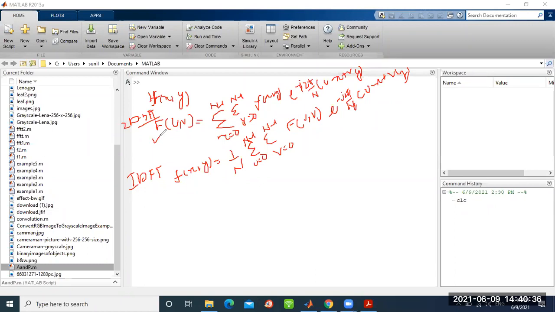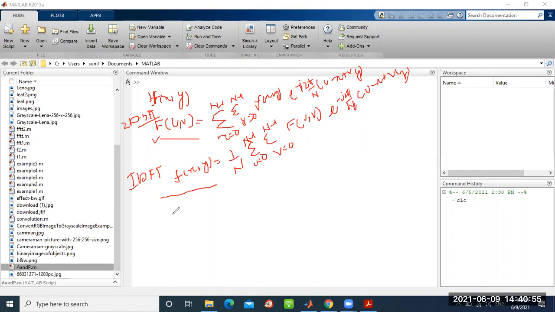This is for the frequency domain, or I can say this is the DFT formula, which is denoted by capital F of u, v, and this is your inverse DFT, which gives your actual image, which is f of x, y. This is the formula. Fine. So along with that, we have also learned the different spectra.